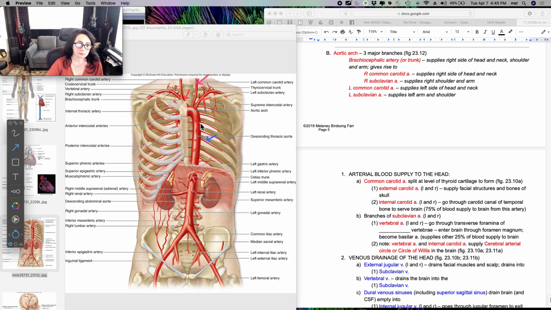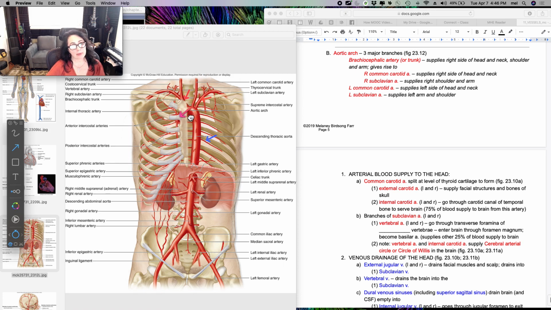So here's the deal, guys. The reason that you have these 3 branches is that the aorta in almost every person arches over to the left side. So it goes to the left side. So stick with me for a second. That means that if I want to deliver blood to the left side of the head and to the left arm, I can go straight off of the aorta because it's already over there.